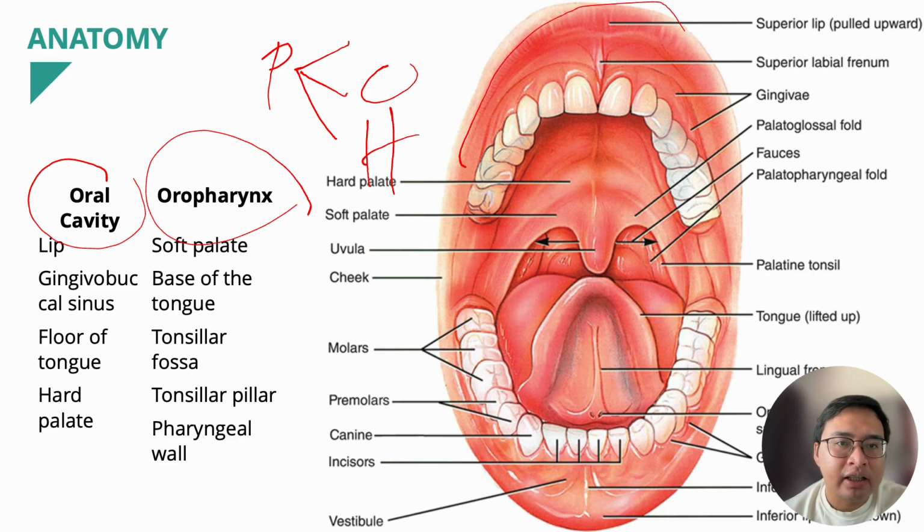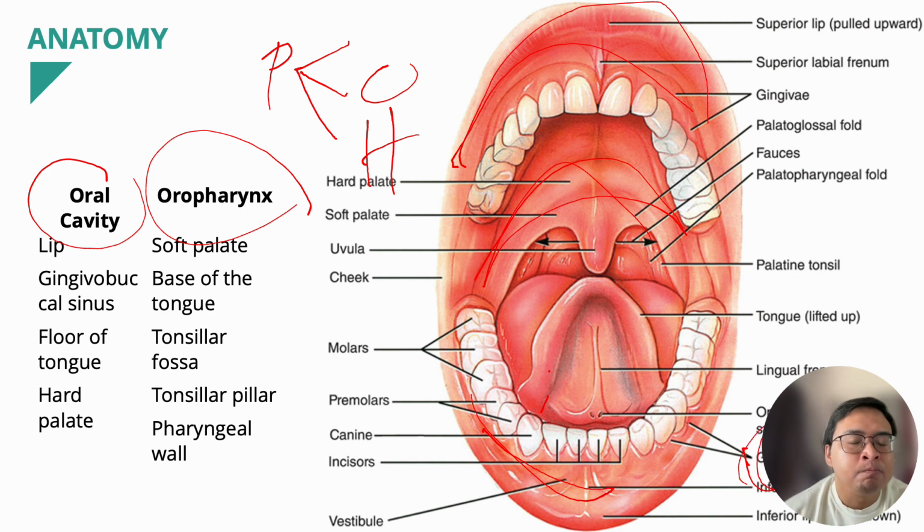The lips, the red part is the vermilion border, right? The gingivobuccal sinus is the fold between the gums and the lips. So, the gingiva is the gums, right? The floor of the tongue is also part of the oral cavity as well as the hard palate. Okay? Your teeth lie over your gingivae. So, the oropharynx, once you reach the soft palate, that's already the oropharynx.